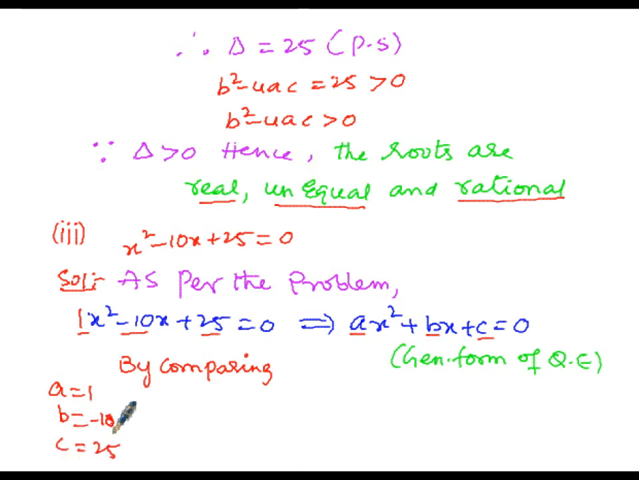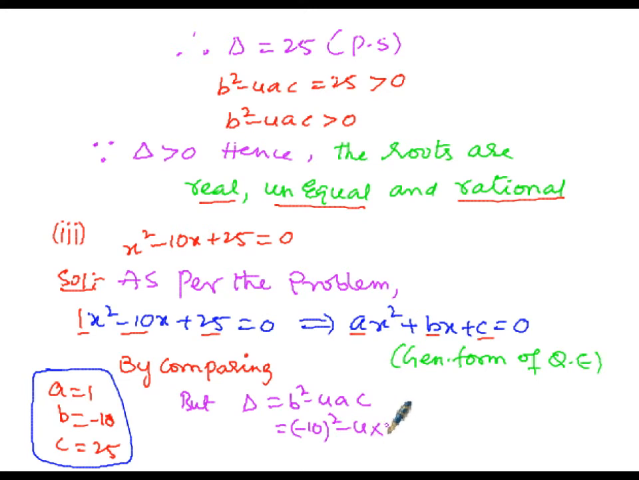Therefore, by replacing these values, the discriminant delta is equal to b square minus 4ac, which is the discriminant value. So that is equal to b square, where the b value is minus 10. So minus 10 whole square minus 4 into a, which is 1, and into c, which is 25. That is equal to minus 10 multiplied twice. Minus into minus is plus, 10 squared, 10 tens is 100, minus 4 ones is 4, 4 into 25 is 100. So minus 100 and plus 100 get cancelled, that is equal to 0. In this manner we got delta as 0.